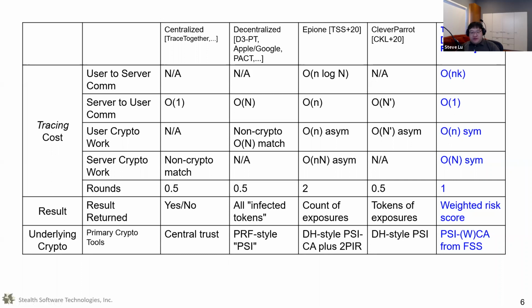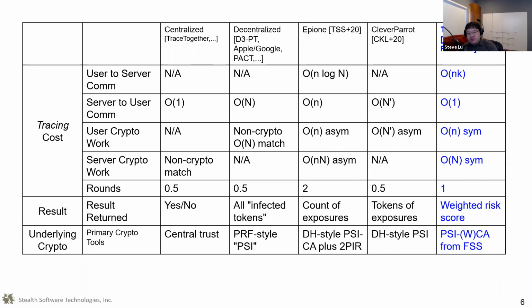And of course, the user and the server both have to do some cryptographic work, but here the work is using only symmetric key crypto and is linear in the number of tokens they each respectively have. And this solution is a one-round solution, and it provides a weighted risk score.